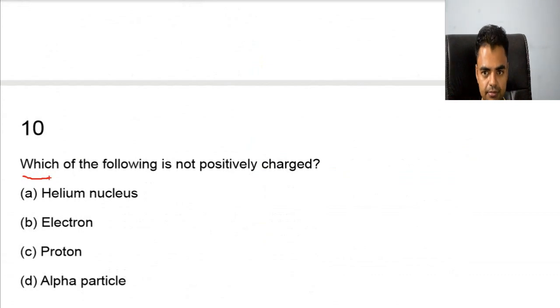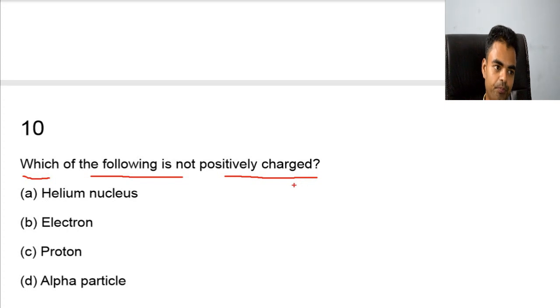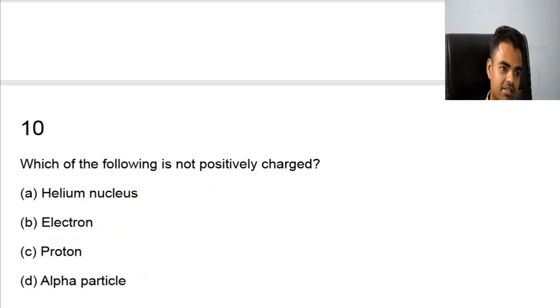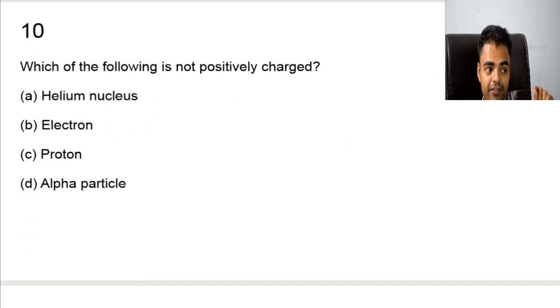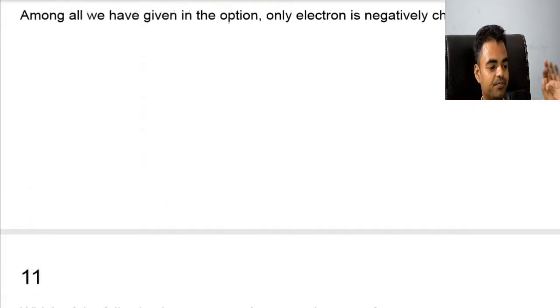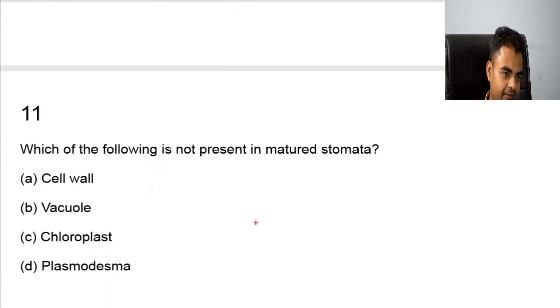Now let's come to the question, that is what? Question number 10. Which of the following is not positively charged? So that means they're talking about negatively charged. So among all these, protons, alpha particle, only electron is negatively charged. That's why whenever you will see an electron, on the top side, a little bit upper side, you will see there is a minus sign. Why? Because this is negatively charged. If it is having positive, then that is not an electron, right?